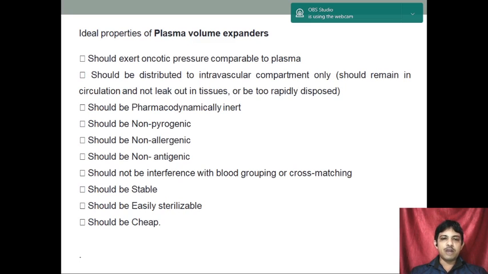They should be non-pyrogenic. That means they should not cause an increase in temperature. Non-allergic or non-antigenic. They should not interfere with blood grouping or cross matching. Then they should be stable. They should be easily sterilizable and should be cheap.